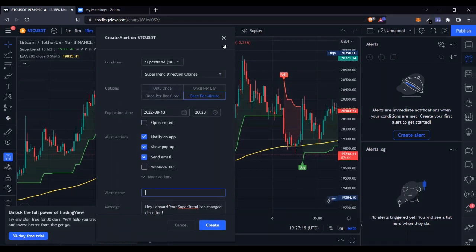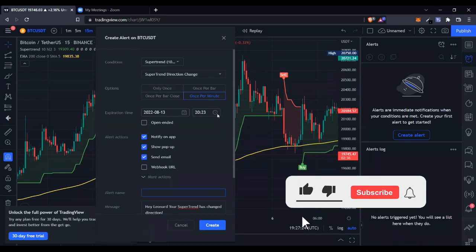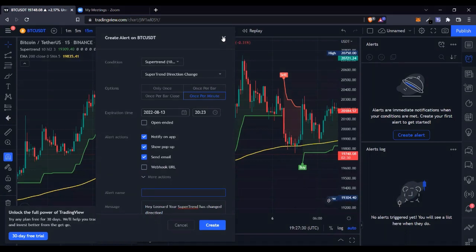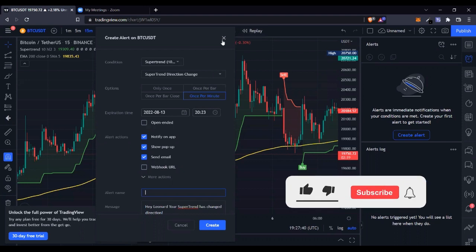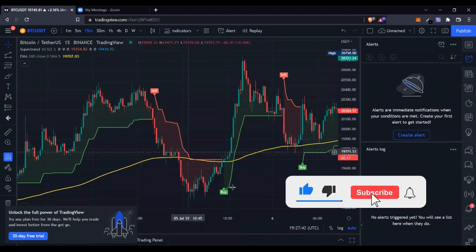And when that time comes, you will see it beeping and notifying you that there is a change in direction of your market or your indicator. So that way, even when you are not there, once you are with your phone, you can get the notification via email or via the app, or if you are looking at the chart, or if your laptop or desktop is open somewhere, you just get the notification, and then you can come and look at the market. If you are satisfied with it, you go ahead and take the trade.